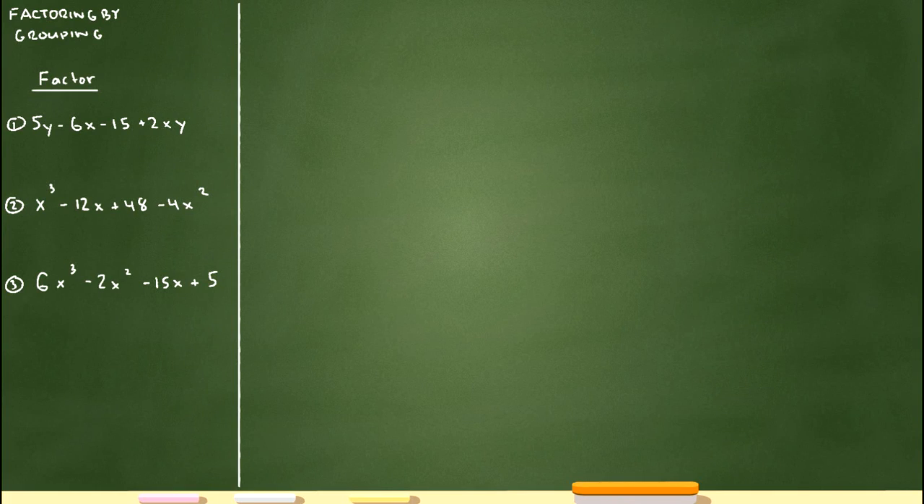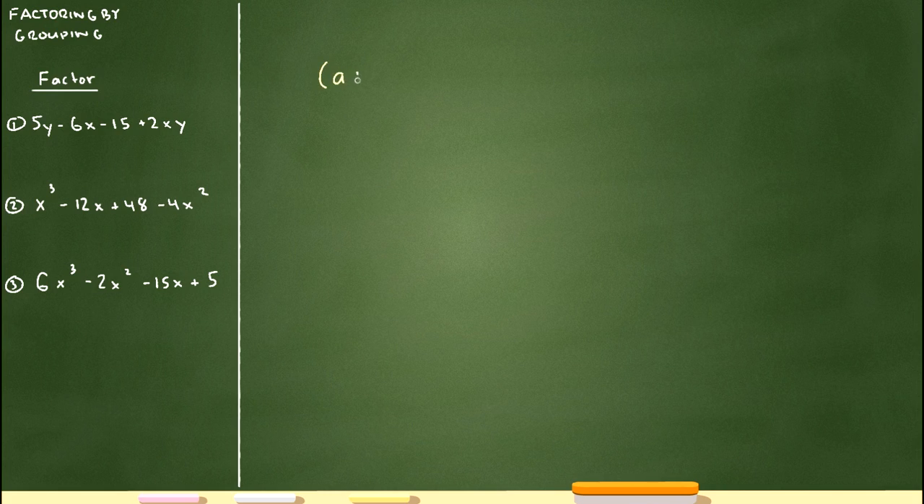Hey everyone, in this video we're going to be talking about factoring by grouping. Factoring by grouping is another method that we use to factor a statement. We're going to take a look at three expressions and factor all of these using factoring by grouping. With factoring by grouping, we're going to obtain answers that typically look something like this.